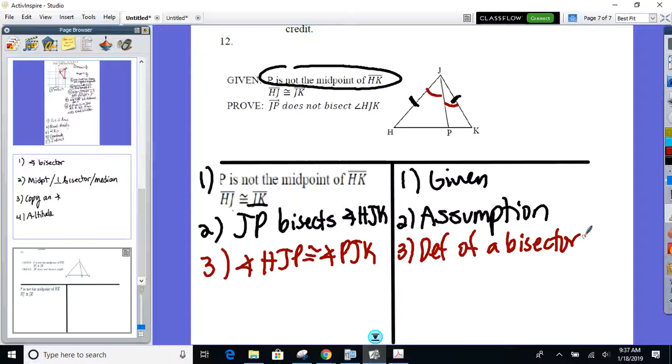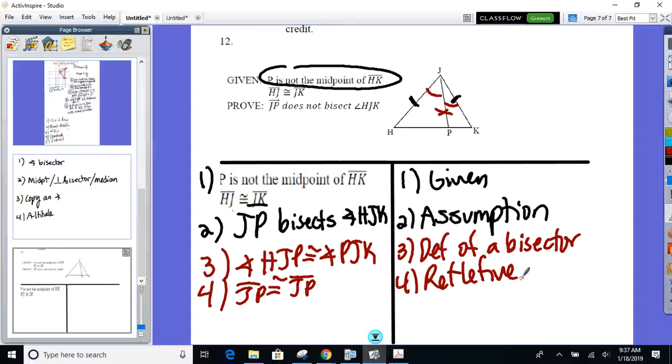Okay, I need HP and PK congruent. You got a pair of sides and a pair of angles. What else you guys got? Come on. JP, right? A little reflexive. Now, I'm assuming you guys are telling me all this because you know what about the triangles now? They are congruent. Which one of the five methods? Side angle side.